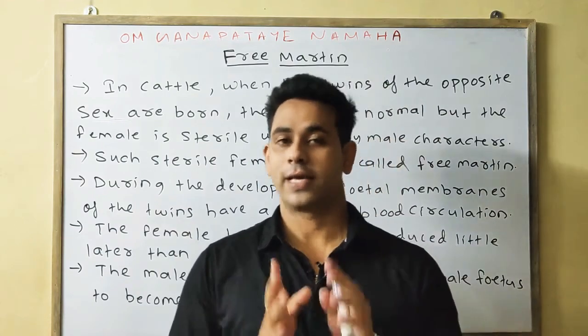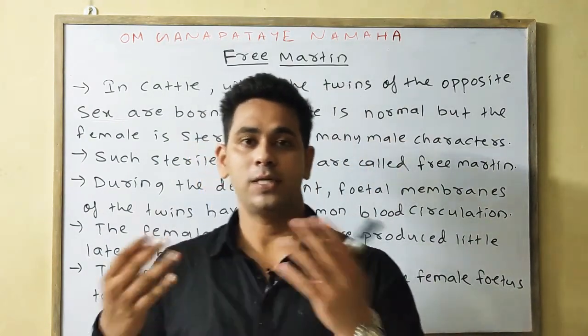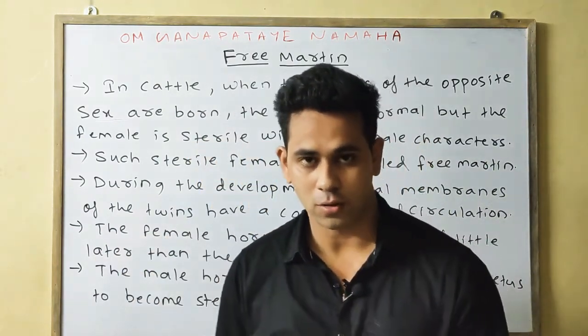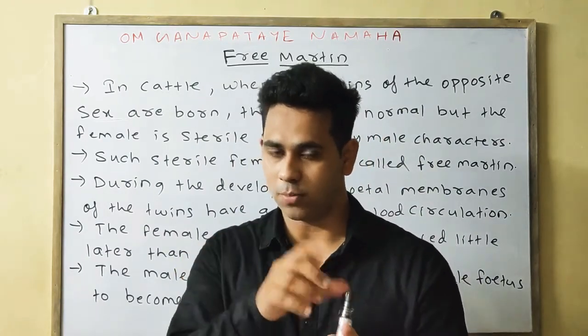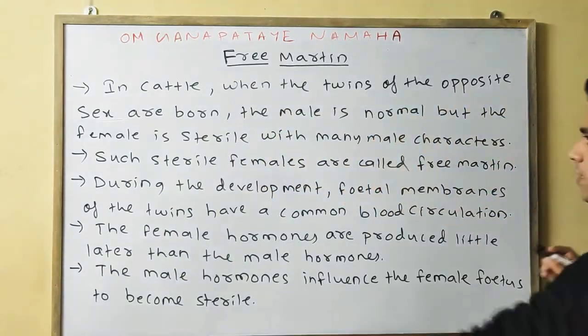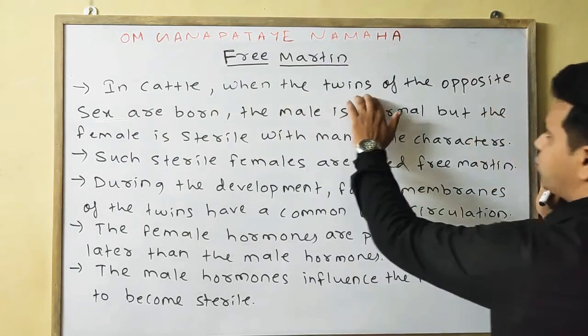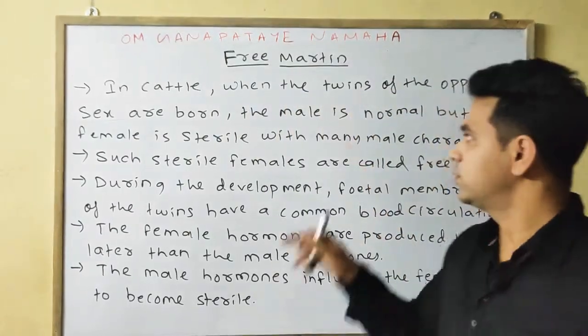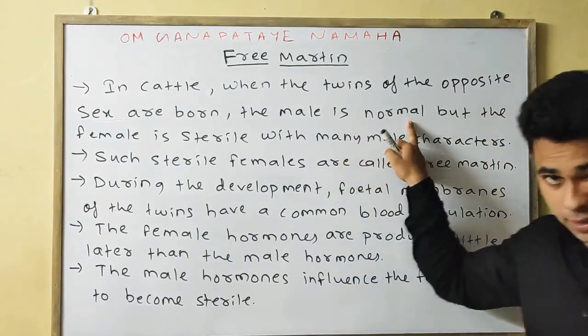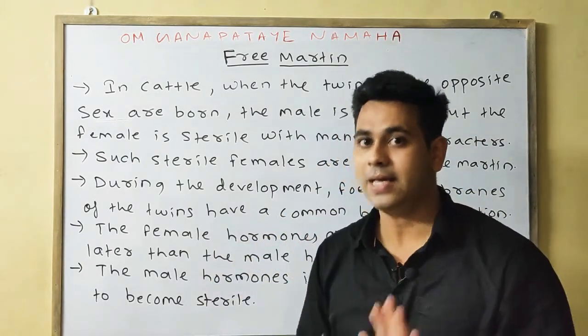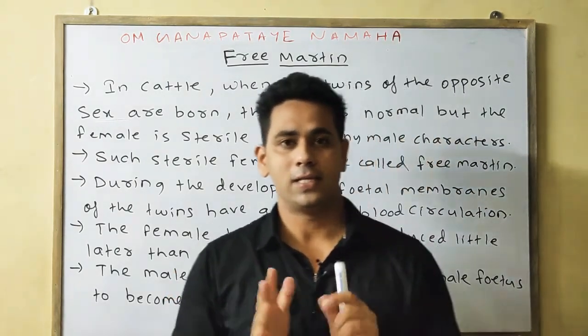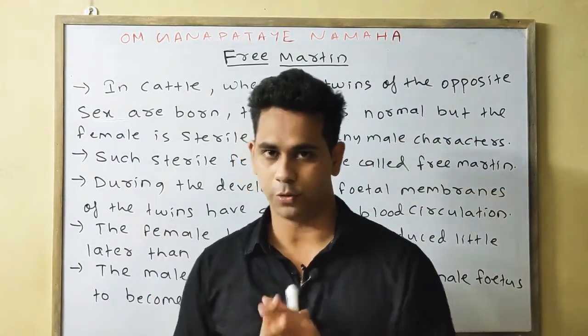Okay, so in the case of cattle, when the opposite sex twins are born, the male is normal, the female is sterile. See, in the cattle, when the twins of the opposite sex are born, the male is normal, okay, healthy, normal, but the female is sterile. Sterile means it is not capable to reproduce.